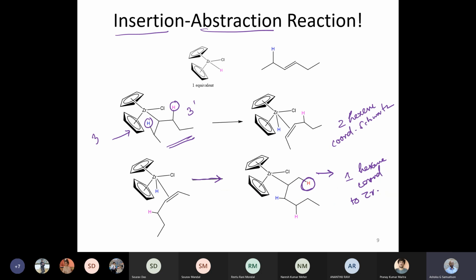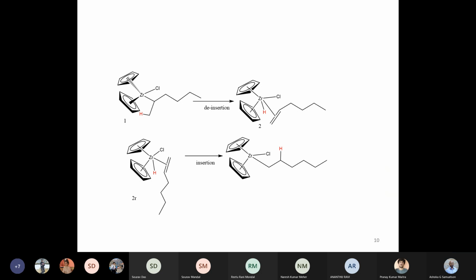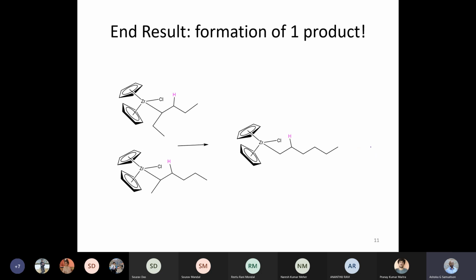Okay, so what we have illustrated is that you can have addition elimination reactions. Here in this slide I have called it deinsertion. So the deinsertion can give you 1-hexene, and then subsequently 1-hexene gives you the final product. This is the final product. I have it illustrated. End result is the single product that you have here.